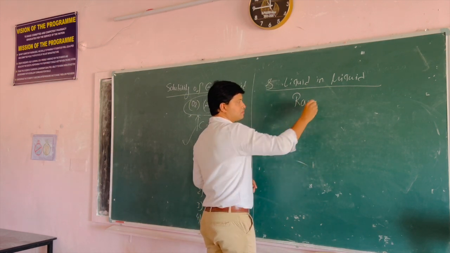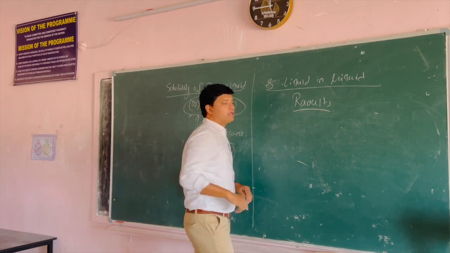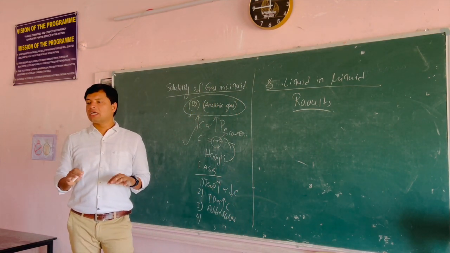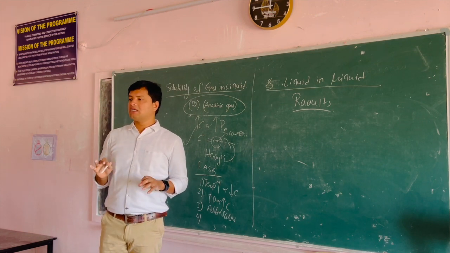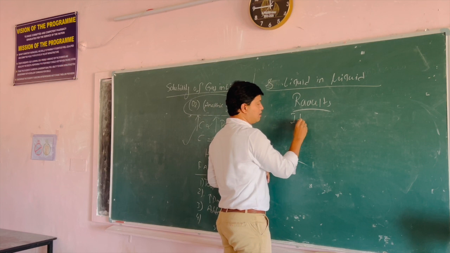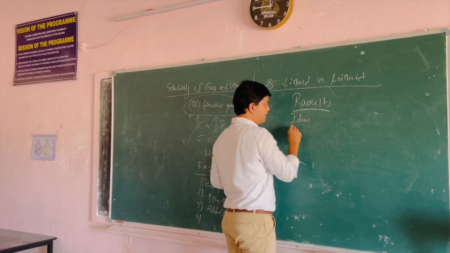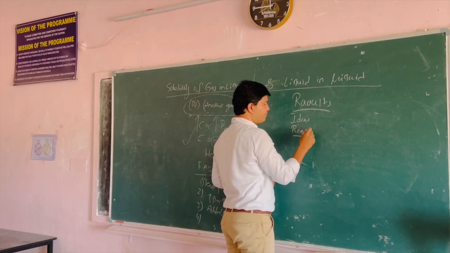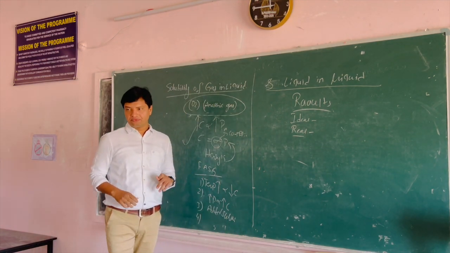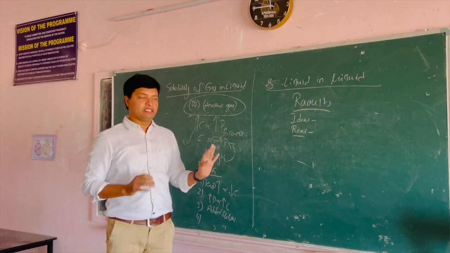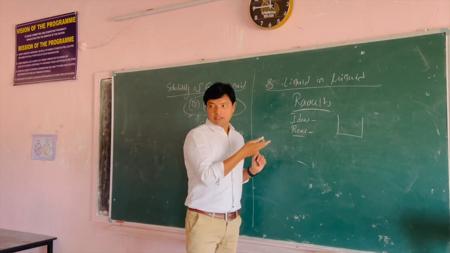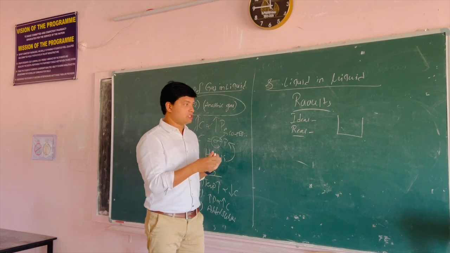R-A-O-U-L-T. Correct? Okay. According to Raoult's law, mixtures are classified into ideal and real. What does this mean? Ideal means linear. You should know this concept of ideal and real mixtures.